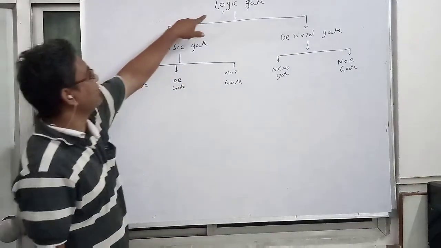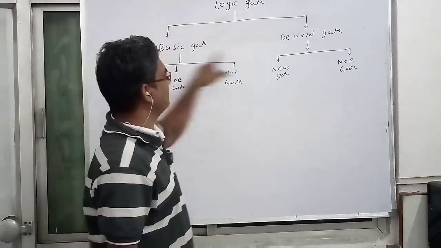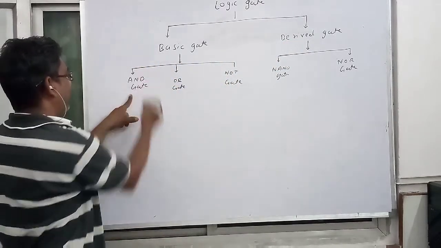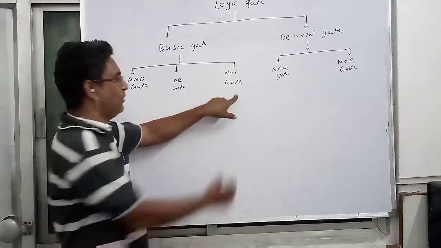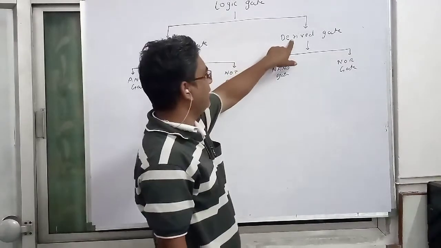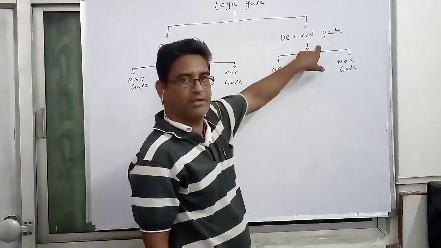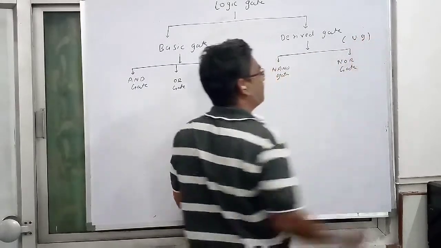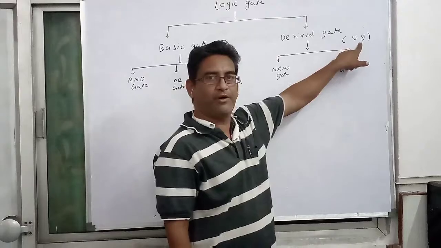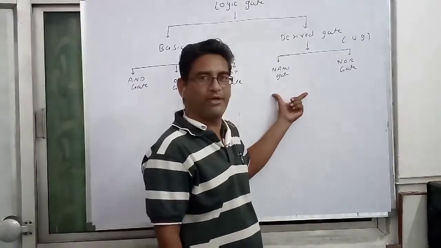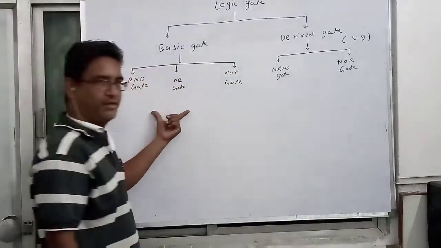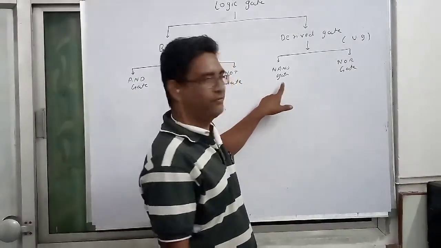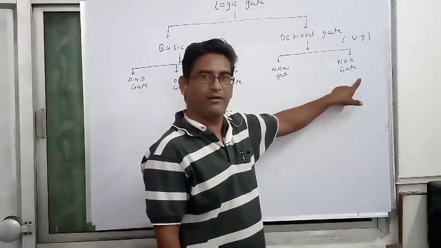So the logic gate has been divided into two types, the basic gate and the derived gate. The basic gate is again classified into three types: first the AND gate, second the OR gate, third the NOT gate. The derived gate is also called a universal gate. Why is it called a universal gate? Because from these two gates we are able to design the basic gates, and that's why it is called a universal gate. This universal gate is of two types, the NAND gate and the NOR gate.